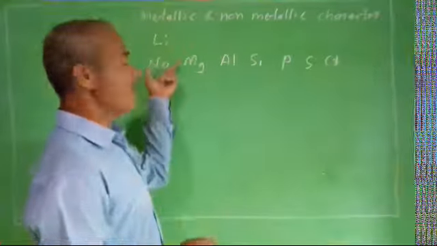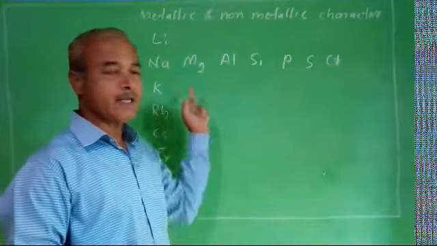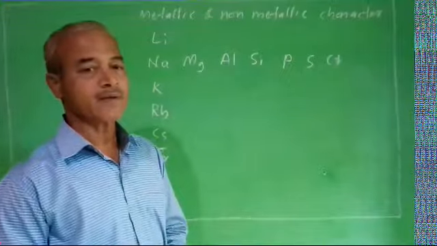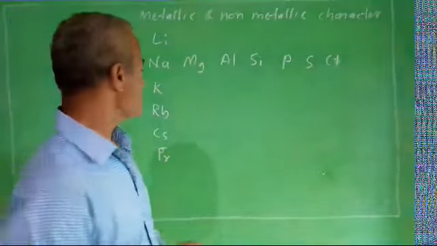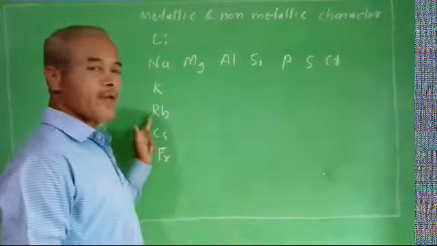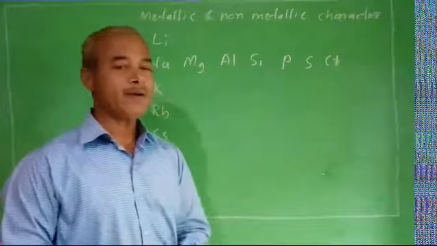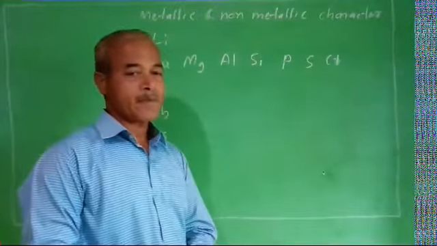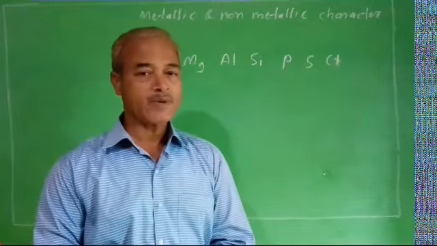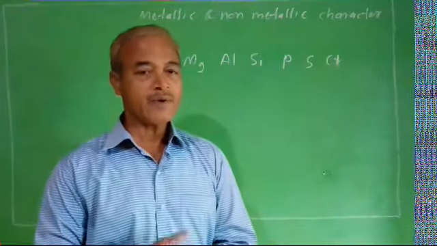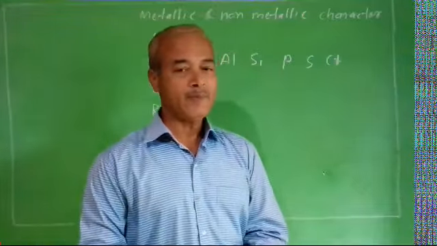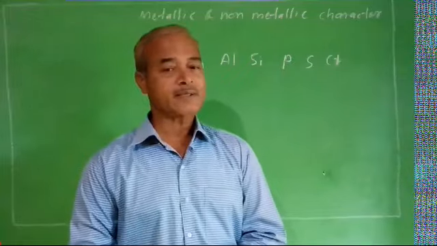Now let us see how metallic character changes in the vertical column, that is group. So lithium, sodium, potassium, rubidium, cesium, all of them are alkali metals. They have one electron in the valence cell, outermost cell. So all of them are going to lose electron and form corresponding cations.